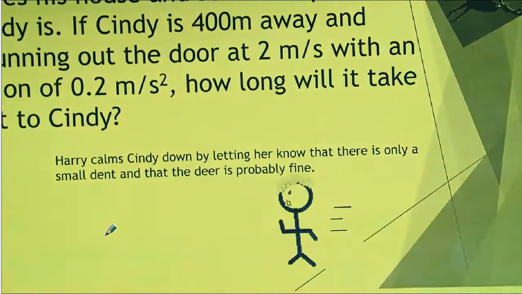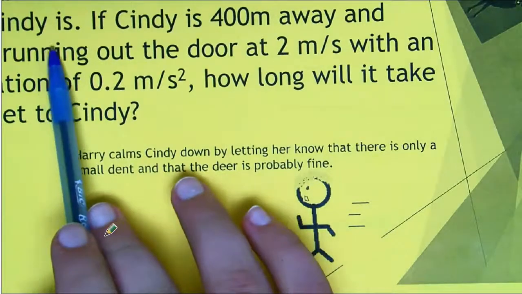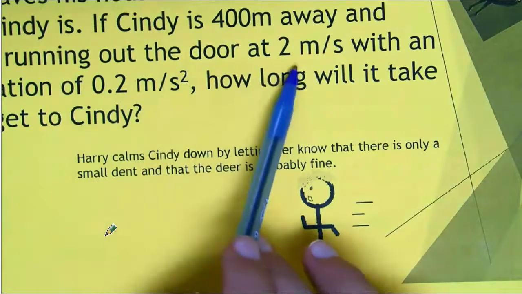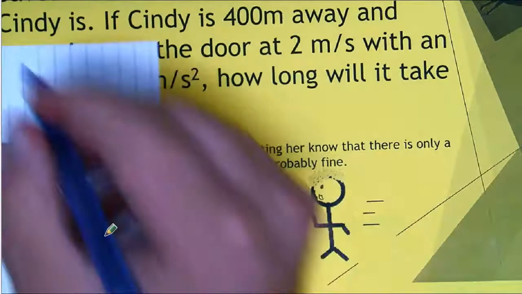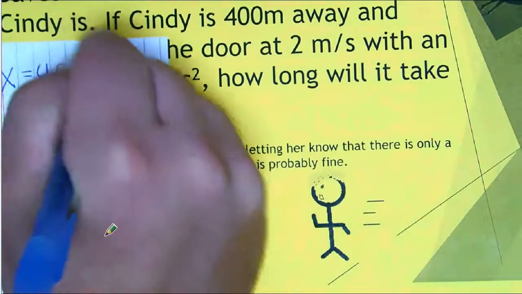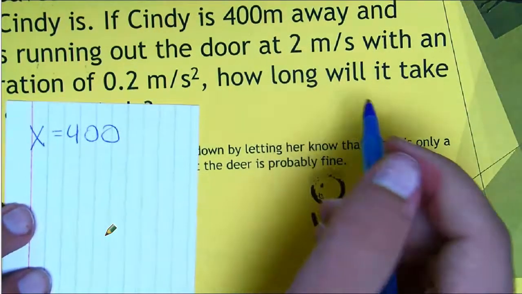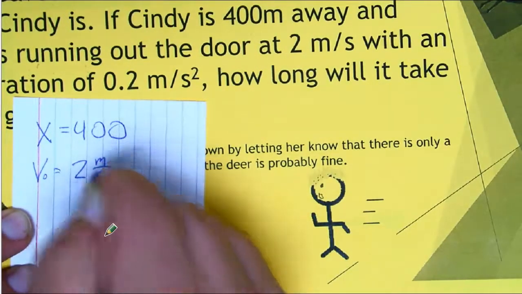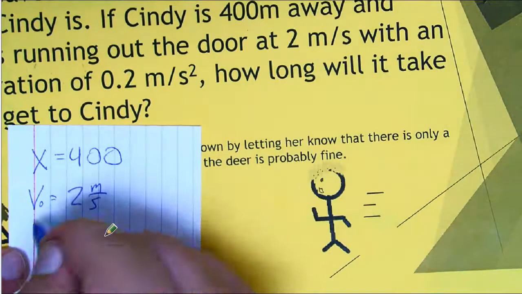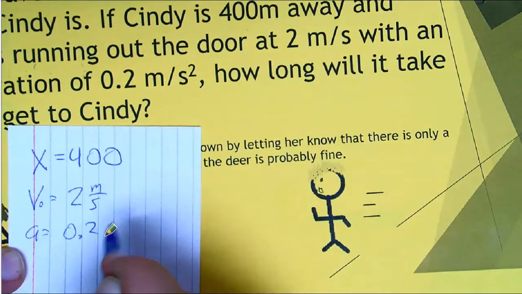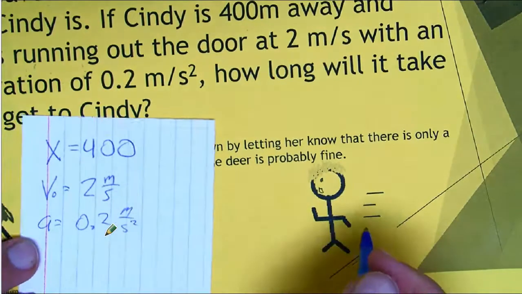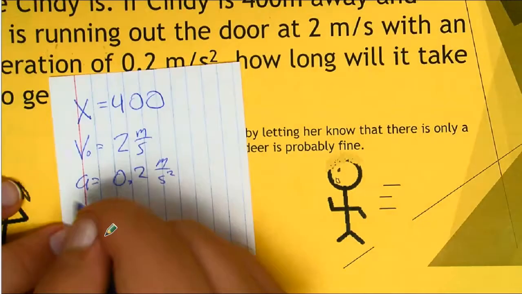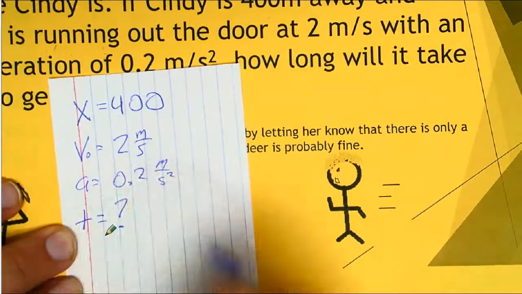23. Harry leaves his house and starts to sprint to where Cindy is. If Cindy is 400 meters away and Harry is running out the door, all right, so let's write down my information. Cindy is 400 meters away and Harry is running out the door at 2 meters per second. So my initial velocity is 2 meters per second. And with an acceleration of 0.2 meters per second squared. Okay. How long will it take to get to Cindy? Ooh, I have time. How long?